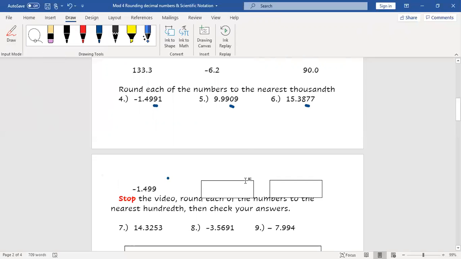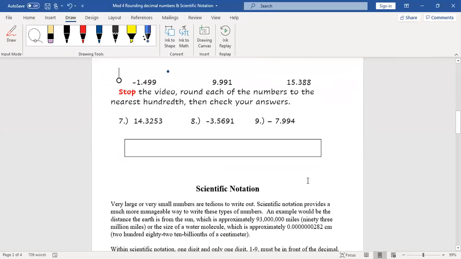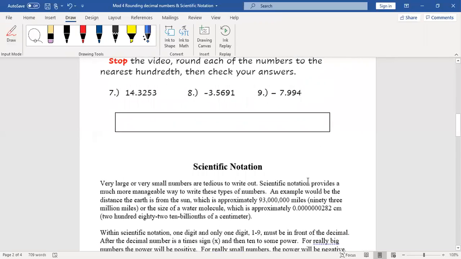On my second one, since the number to the right of the thousandths place value is a 9, it's going to move it up. So 9 and 991 thousandths. And my last number, the number to the right is 7, which is going to make the number in front go up by 1. So I have 15 and 388 thousandths. Okay, go ahead and stop the video and give it a try. See how you do.